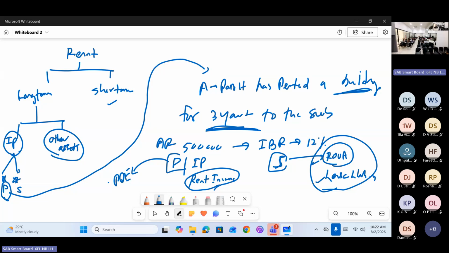Reverse all three: rent income, ROUA, and lease creditor. These three become equal. There's no rent in between the parties. Right? Then we need to do a reclassification as well, IP to PP&E. These are the two steps you need to follow. Right? These are the two steps we are supposed to follow.